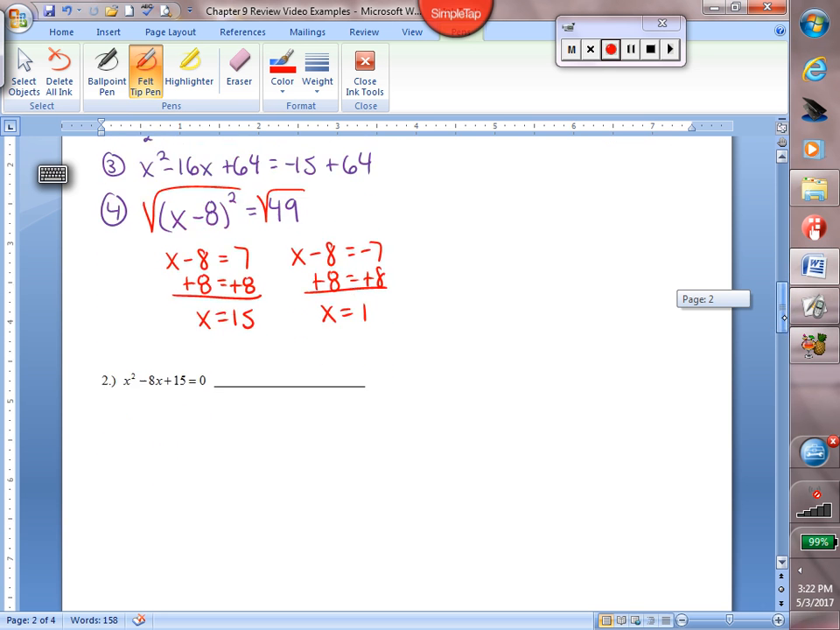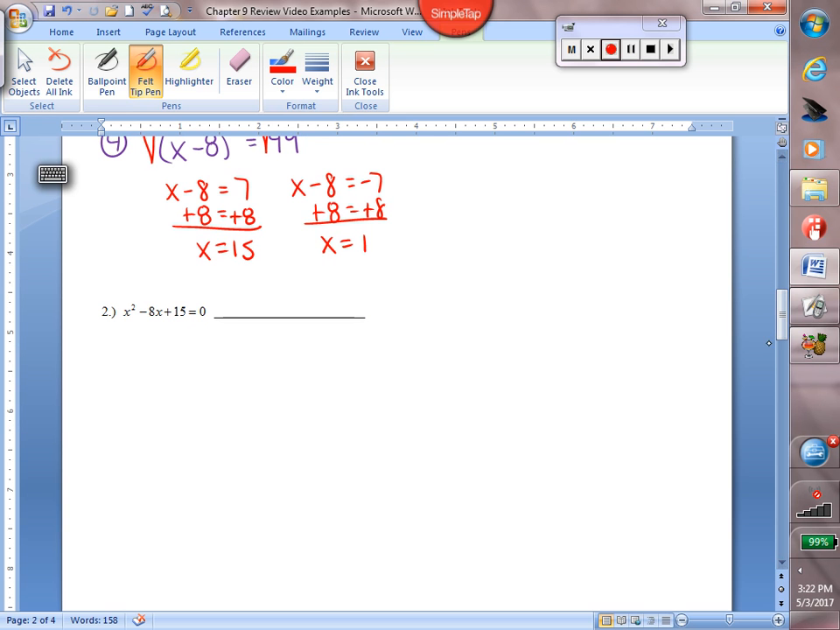In number 2, we still want to complete the square, but it's a little different. We have to first move the constant of 15 over to the right side. In order to complete the square, we need the squared term and then the plain old x term all by itself before we can start dividing b by 2 and continuing from there. So now we've moved 15 to the other side. Now we can do b, which is negative 8, divided by 2. We end up with negative 4.